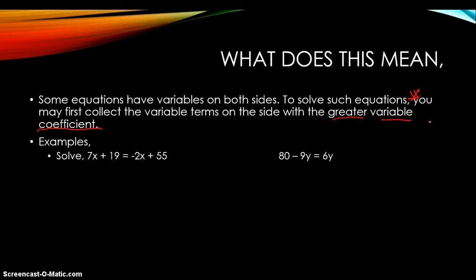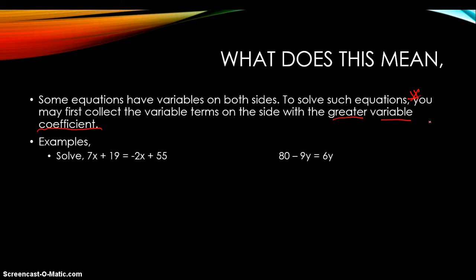Okay, so let's go through our steps again. We want to first simplify each side of the equal sign. And if it's already simplified, then we want to collect the variables on one side of the equal sign, with the greater variable coefficient. We do that because we want to have a positive variable. Okay, so let's take a look and I'll show you why.